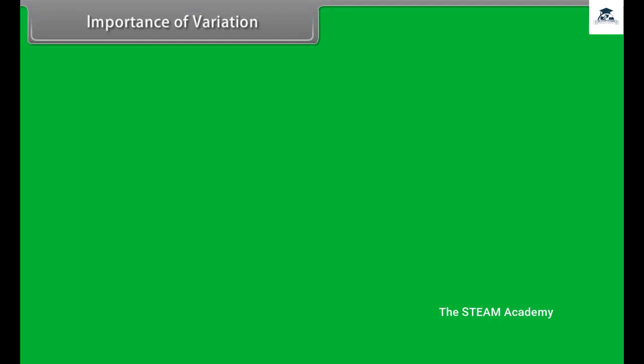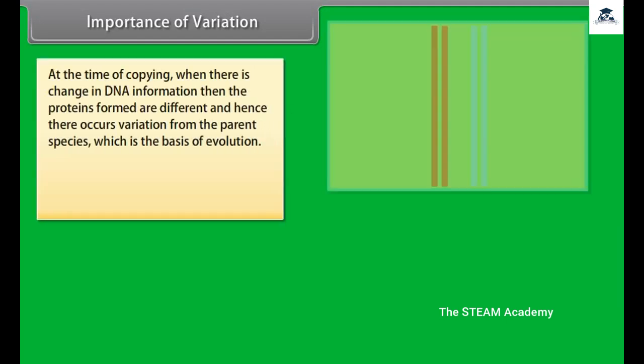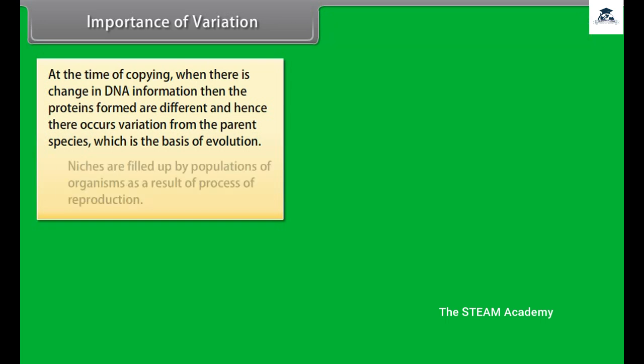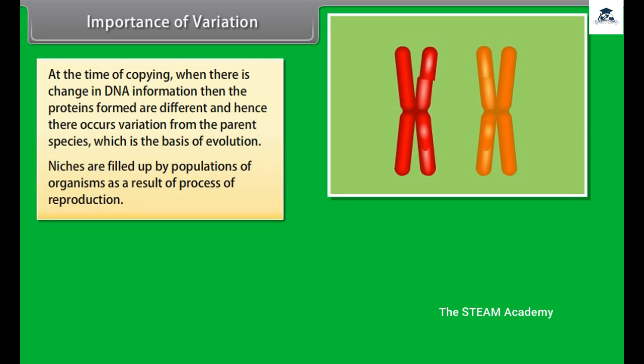Importance of variation. At the time of copying, when there is a change in DNA information, then the proteins formed are different and hence there occurs variation from the parent species, which is the basis of evolution. Niches are filled up by populations of organisms as a result of the process of reproduction.